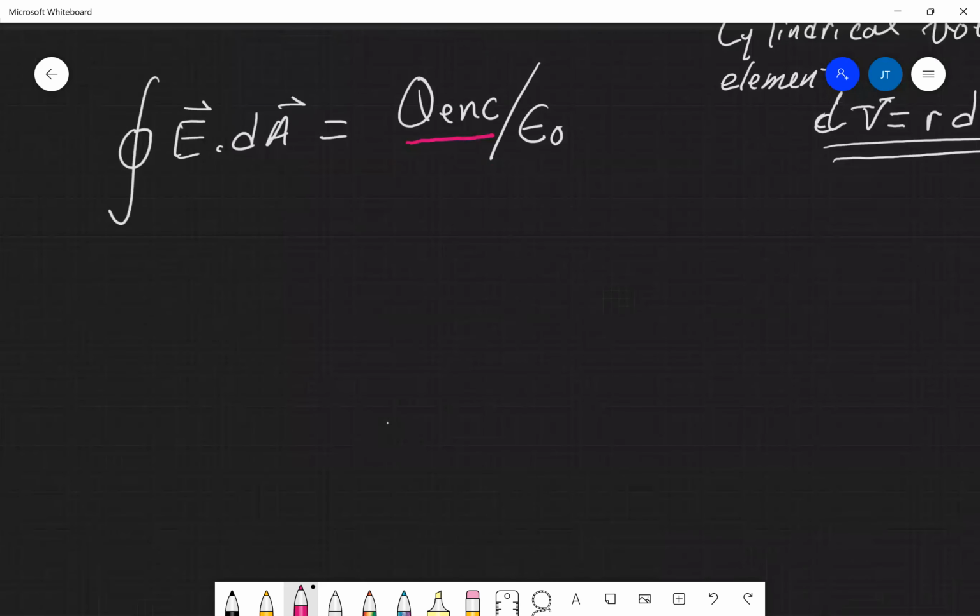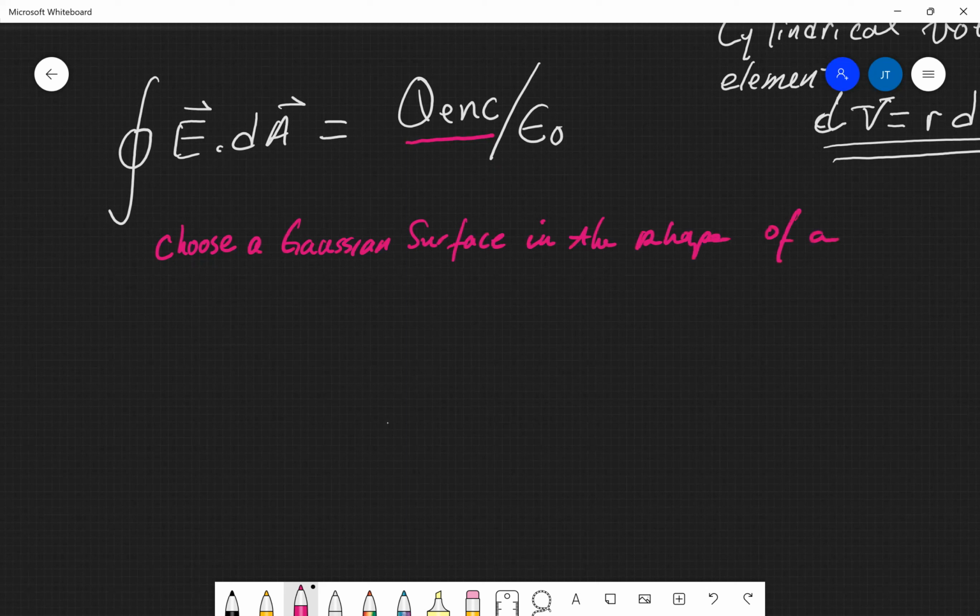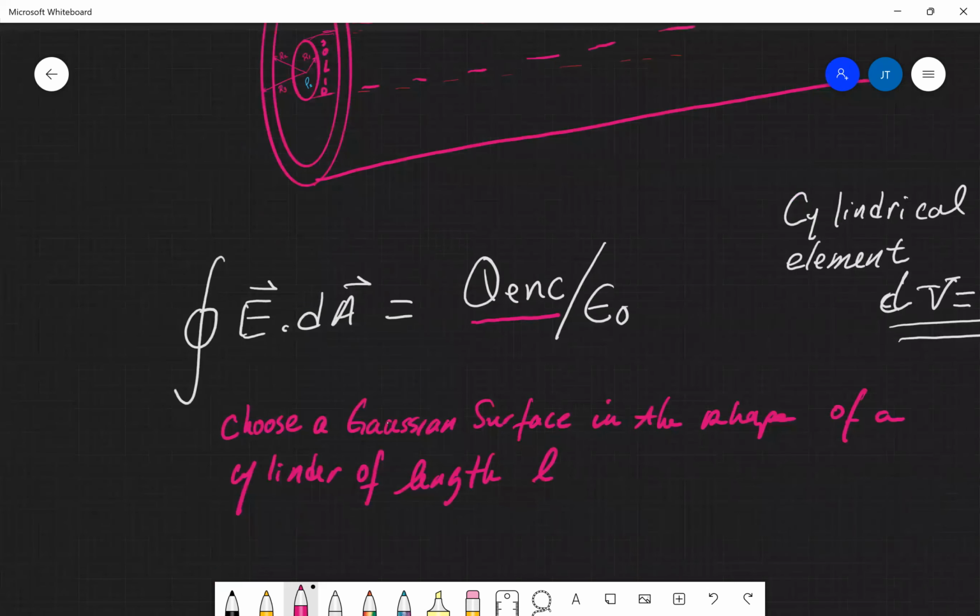So how do we do it? For all these cases, we choose a Gaussian surface, okay, in the shape of a cylinder of length, say L. Okay, so whether we are inside the solid one right here, or surrounding it, or we're inside the shell or outside it, our Gaussian surface will always be a cylinder of length L and radius little r, which is our variable.